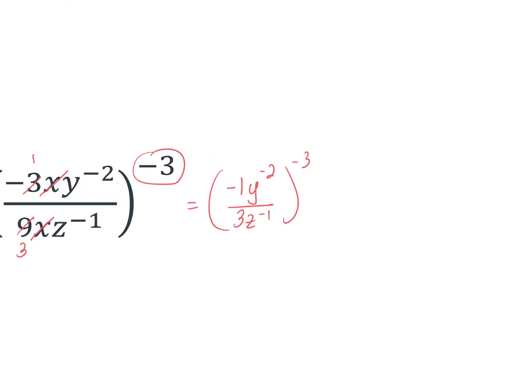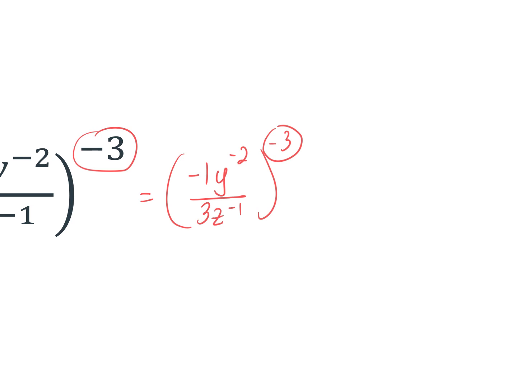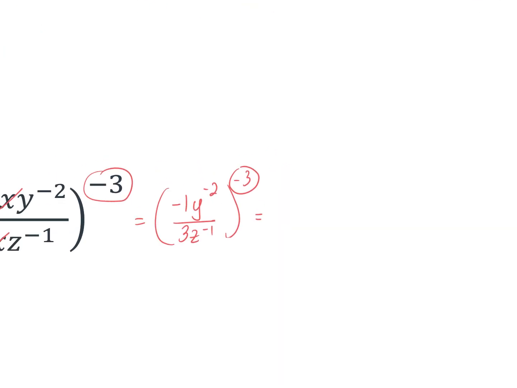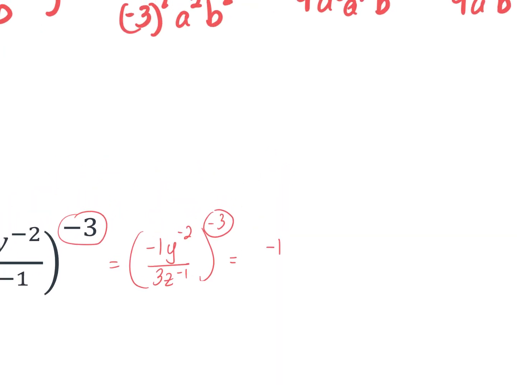Now I could either flip the fraction and make the negative 3 positive, or I could distribute that negative 3 exponent. I'm going to distribute it to everything just to show you how it would look using that method. Okay, so it's going to be negative 1 to the negative 3 power, like that. It's going to be y to the negative 2 times negative 3, or 6. It's going to be 3 to the negative 3 power. And it's going to be z to the negative 1 times negative 3, or cubed.